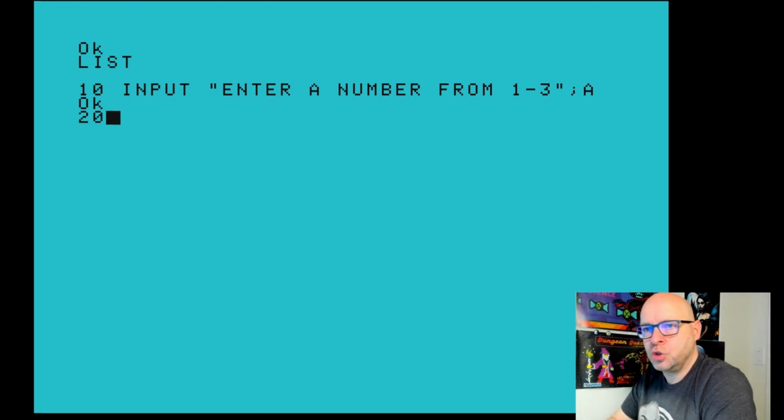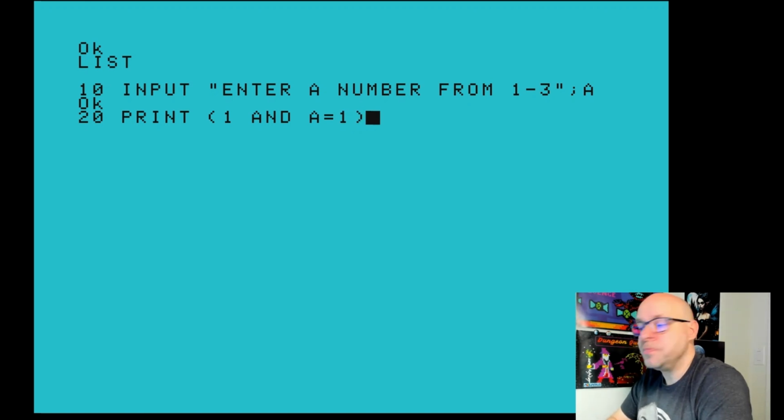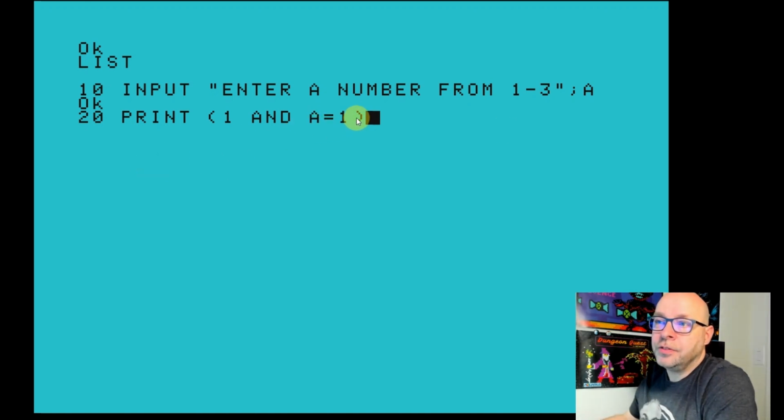So I'll enter line 20 here and we'll say print, and now I'll open parentheses and I'll type the number 1, and now I'll use this logical comparison, the word AND, A equals 1, close parentheses. So now we can see here, if A equals 1, it's going to print the number 1. That's what this AND statement here does. It makes sure that it only prints this number 1 if the variable A equals 1.